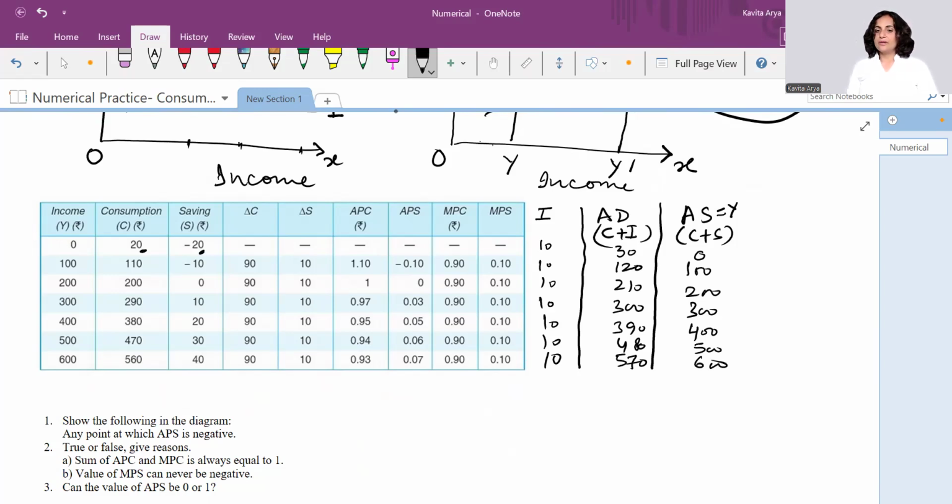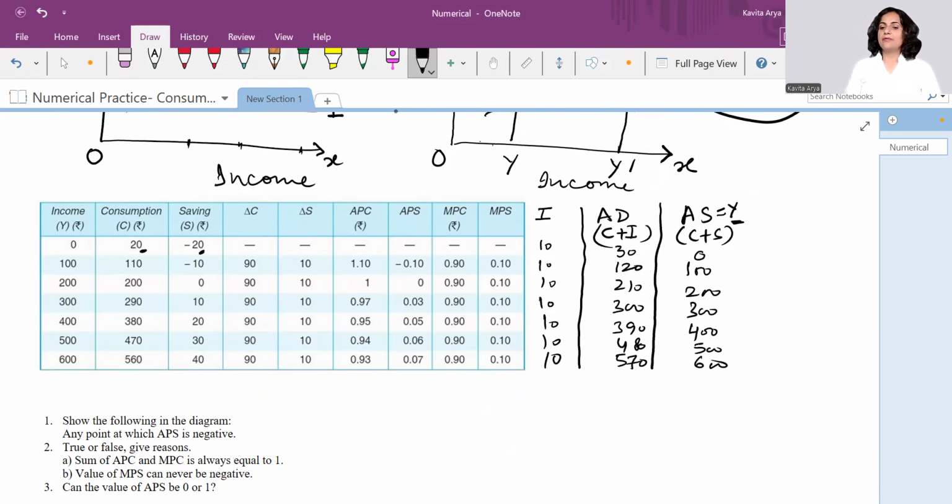Now, once again, cross check. Is AS coming to be Y? Yes, it is so. 0, 100, 200, 300 up to 600, 0, 100, 200, 300 up to 600. So we have here showcased that AS is nothing but the values of S. I again want you to pay attention that from this table we can derive the level of break even.